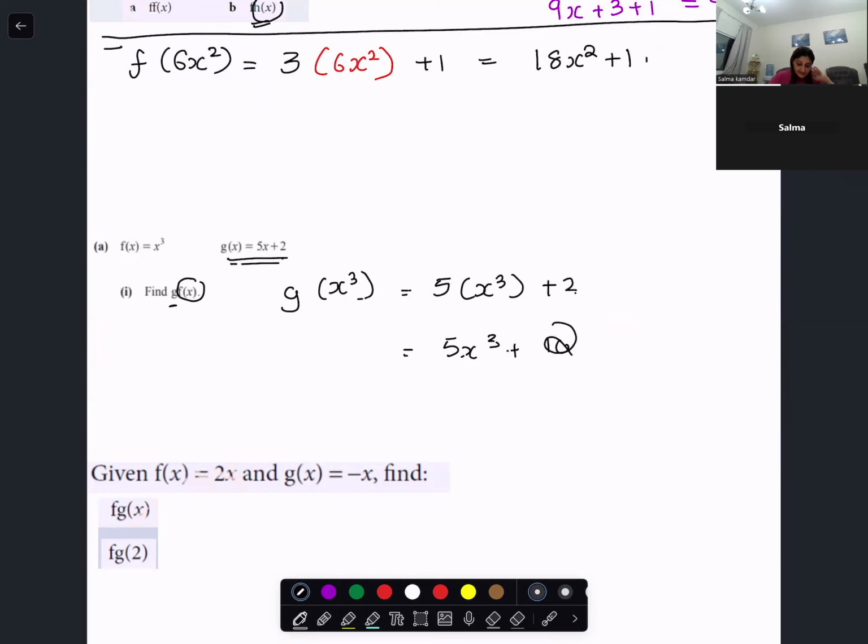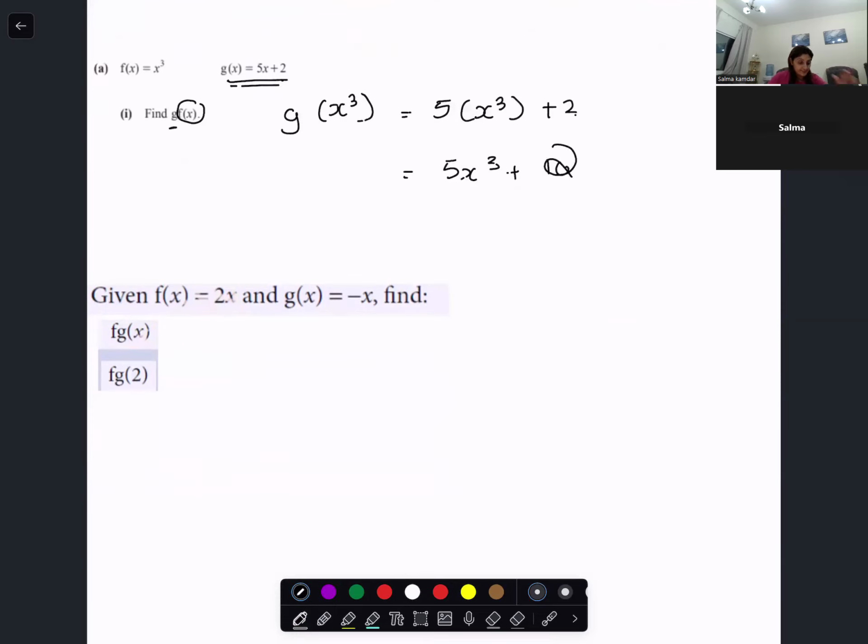Okay, let's see this one. Instead of x, I'm going to put the value of g(x). Now in the function f(x), instead of x, I'm going to put the value of g(x). So this is minus 2x.